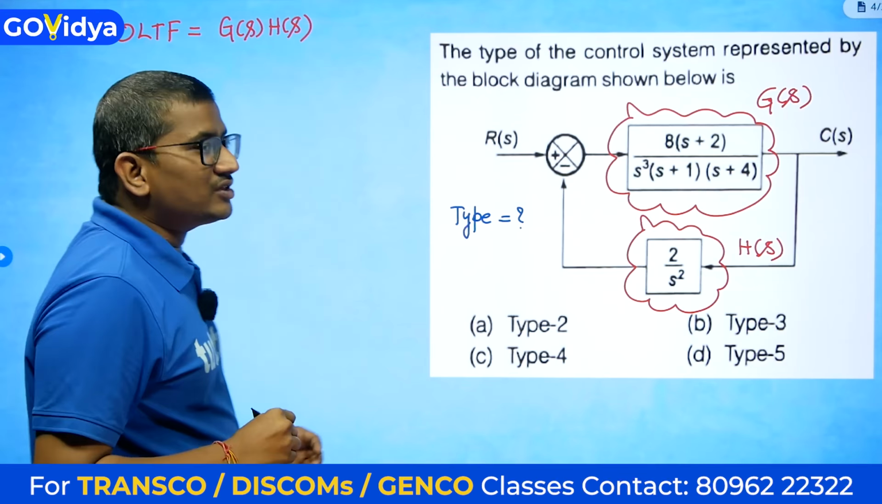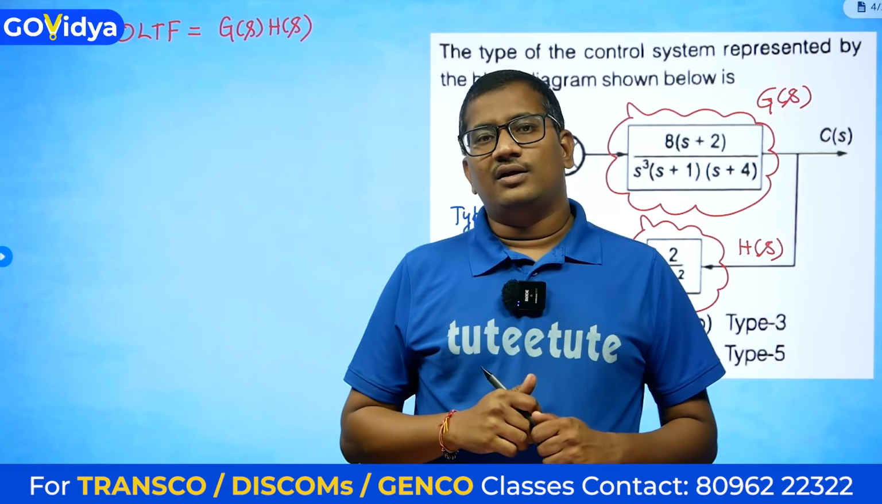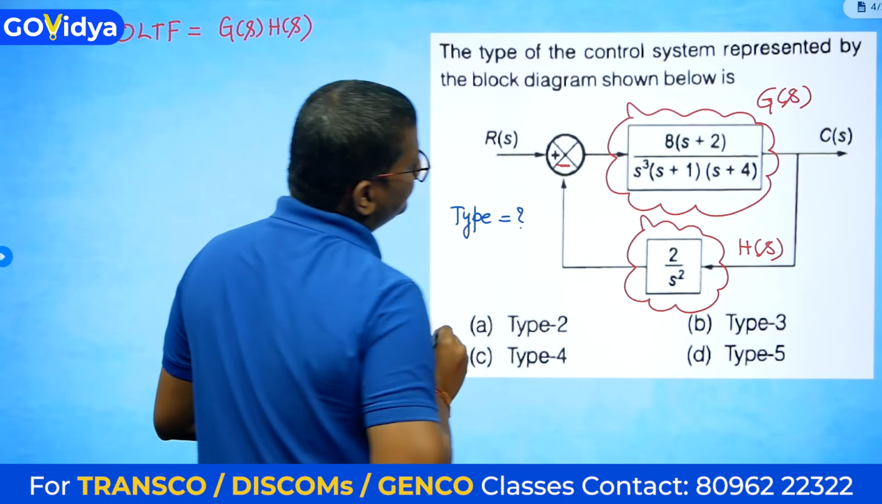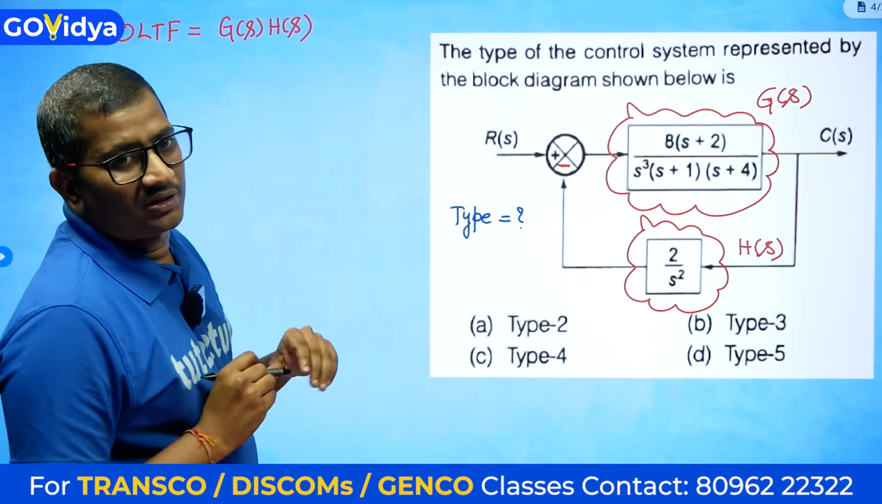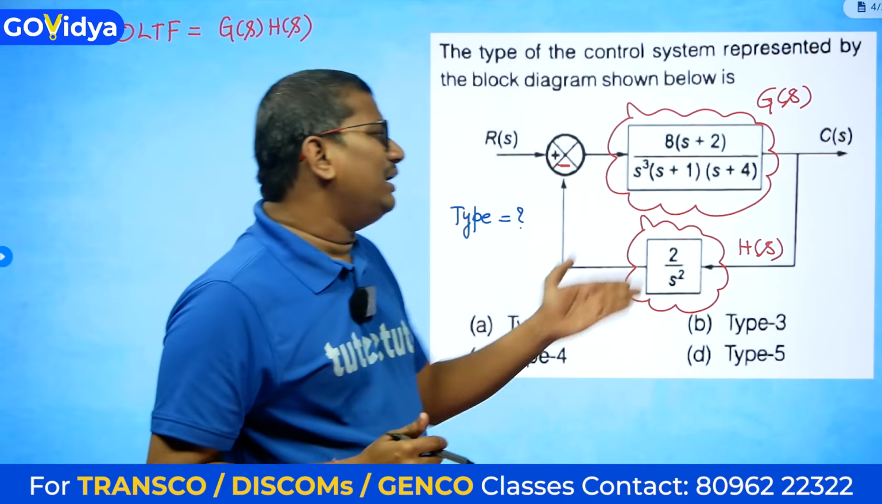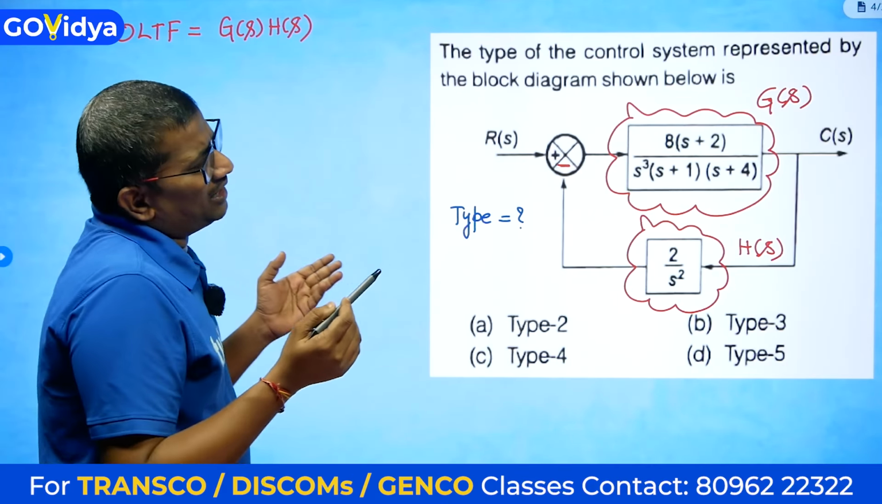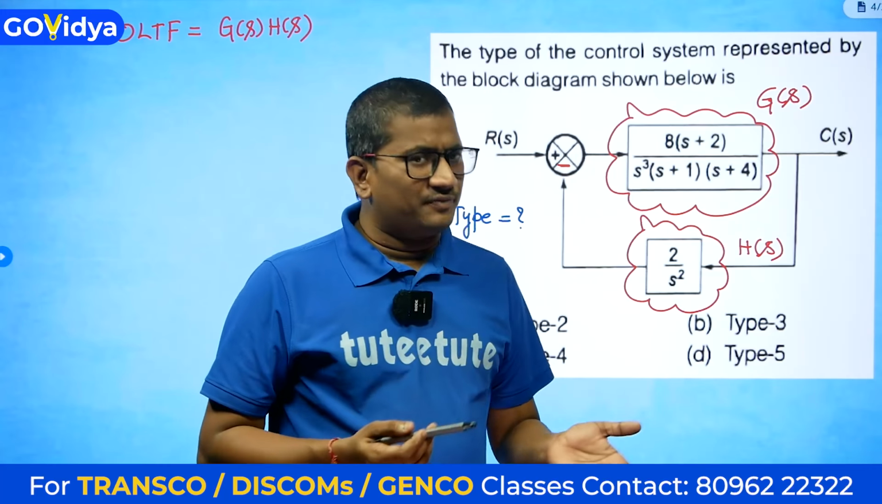GSHS is your open loop transfer function, provided it is a negative feedback. See, negative feedback, right? GSHS. So what you need to do is simply multiply these two. Because I am interested in the type of the system.